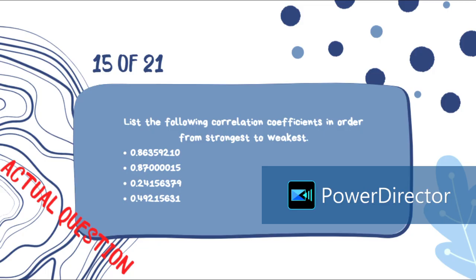Here's number 15. List the following correlation coefficients in order from strongest to weakest. The strongest correlation is R equals 1 or R equals -1, but we don't need to worry about that because they're all positive. So the strongest one is going to be closest to R equals 1. So it's going to be the highest number down to the lowest number. You just need to put those in order.